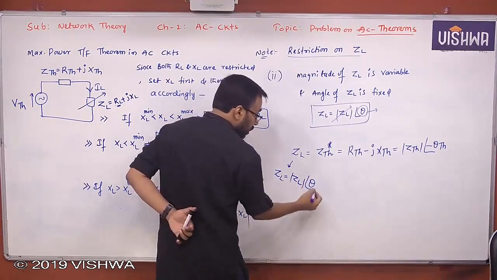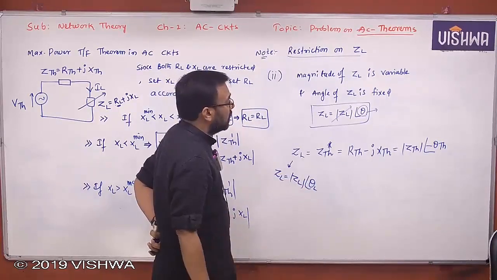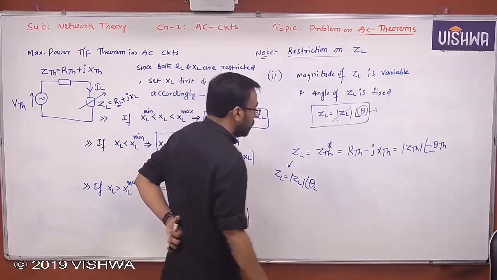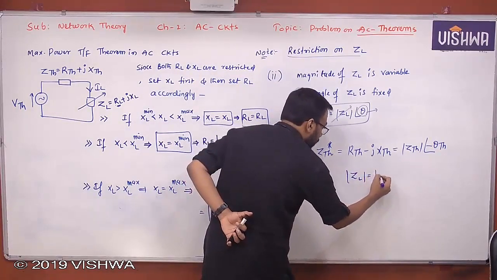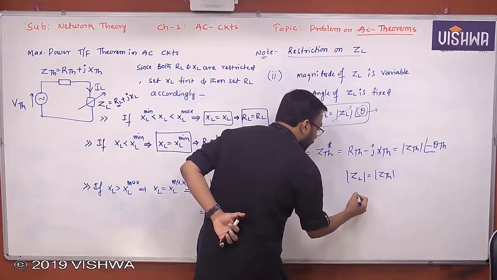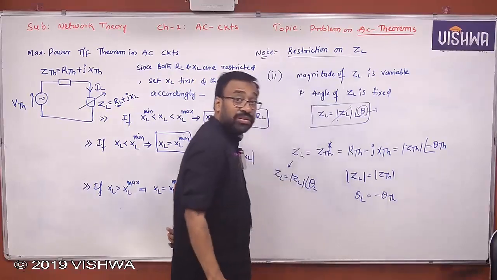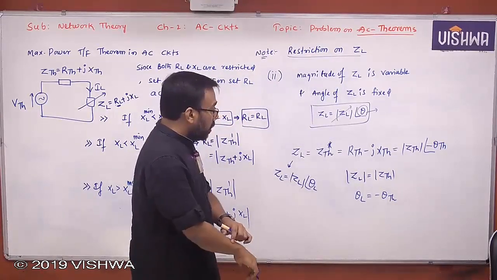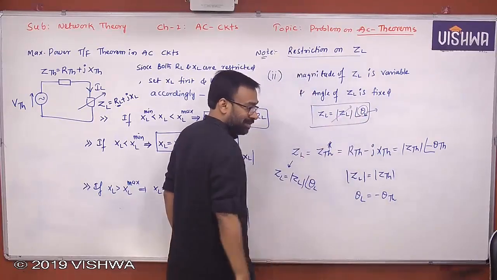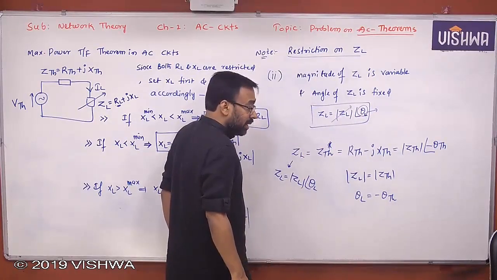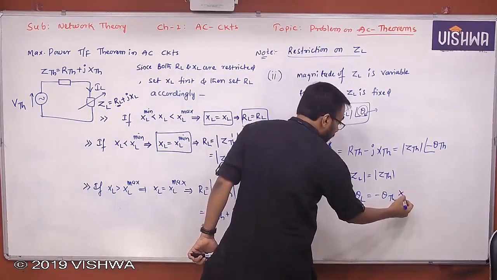Understand, all of you? If you don't have any restriction on ZL, then the condition for maximum power transfer is that the magnitude of ZL is equal to the magnitude of ZTH, and the angle theta L must be minus theta TH. I hope you understand this. But since there is a condition that theta L is supposed to be maintained, this is not going to be considered at all.